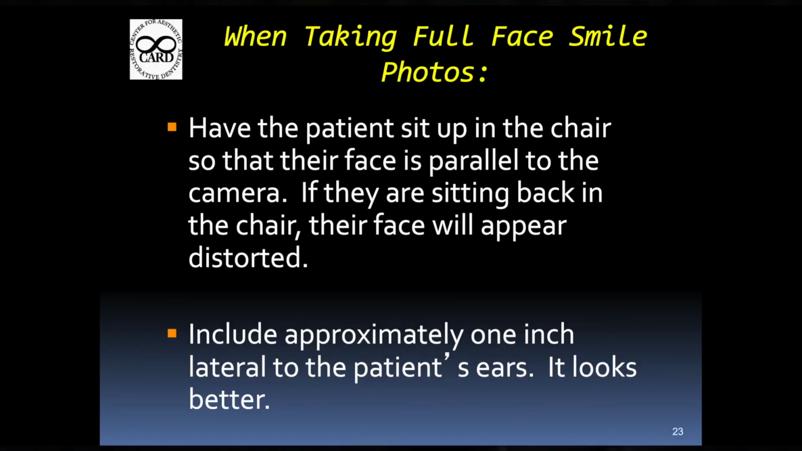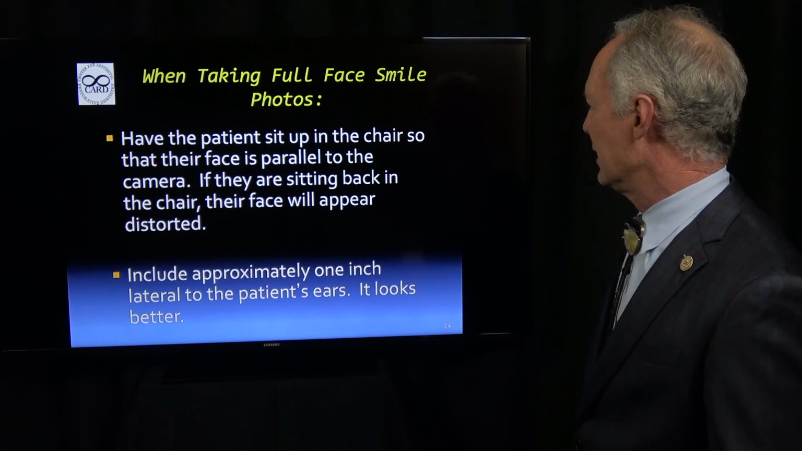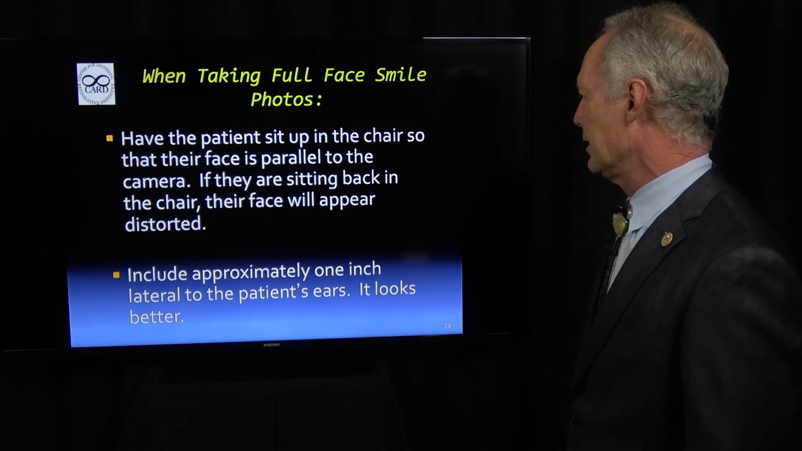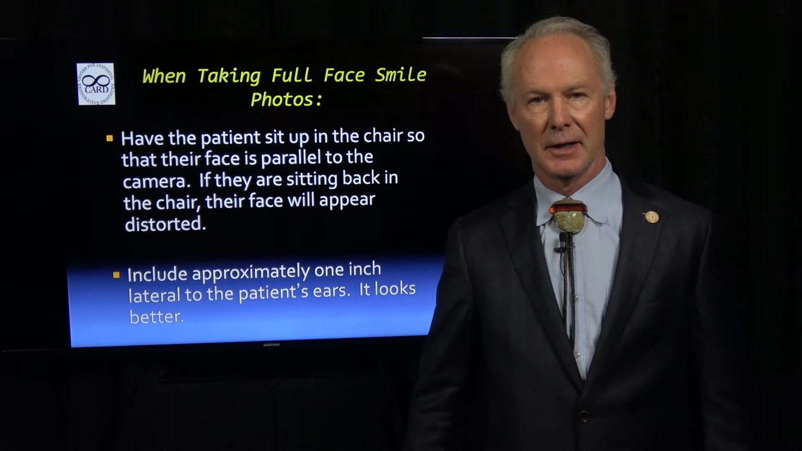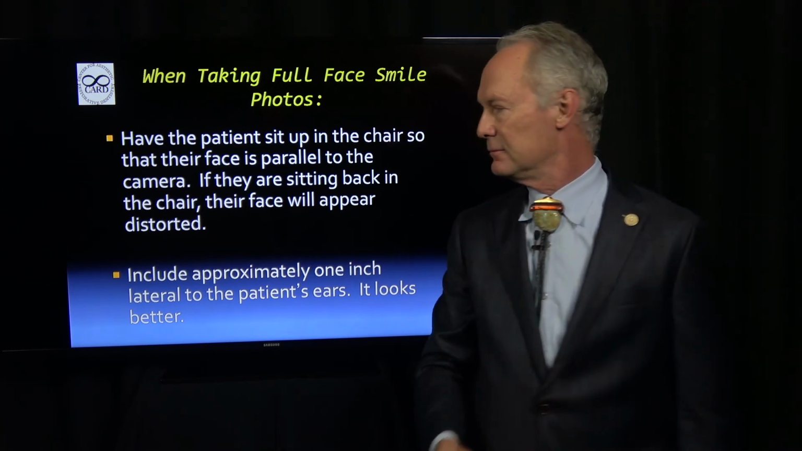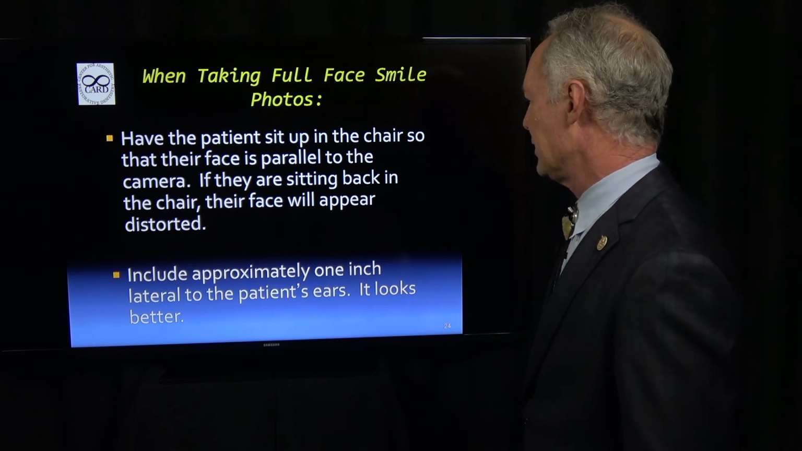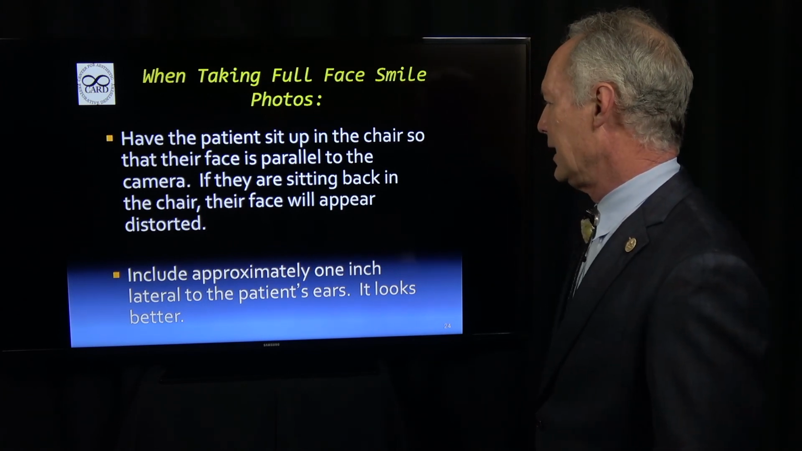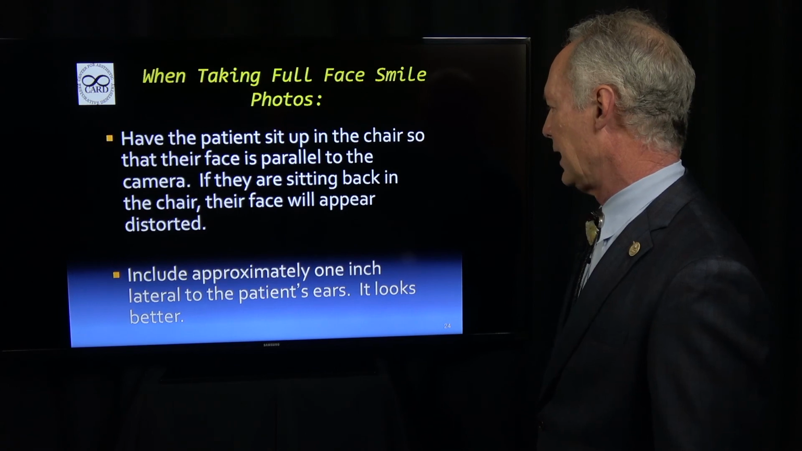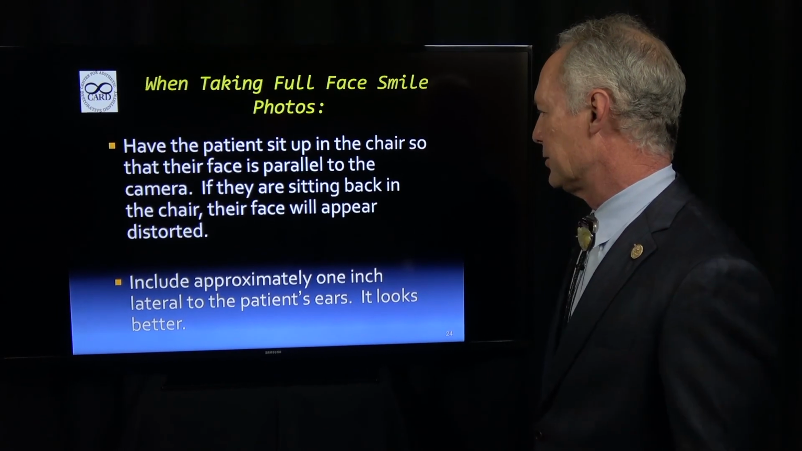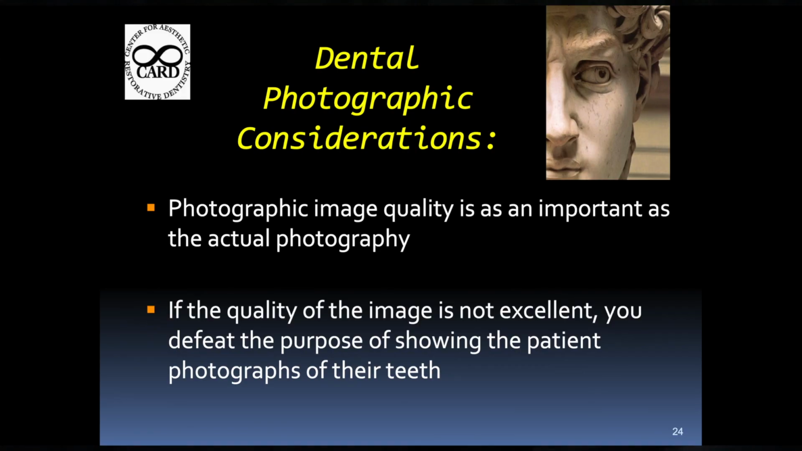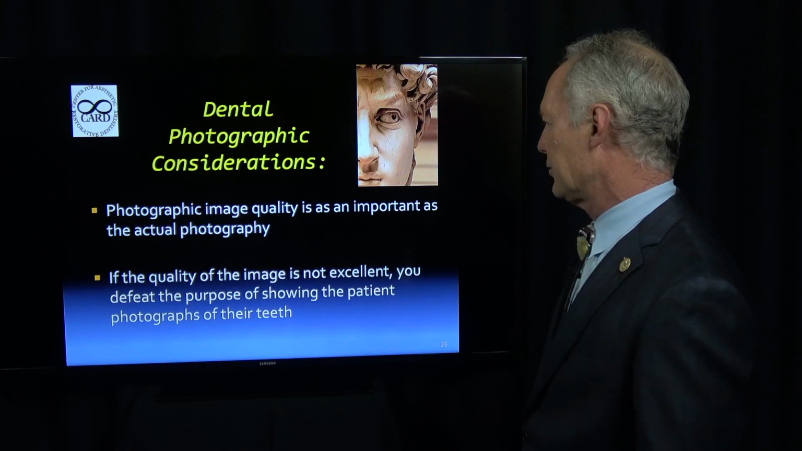When taking full face smile photos, have the patient sit up in the chair so that their face is parallel to the camera, like this. If they're sitting back in the chair, their face will appear distorted. Include approximately 1 inch lateral to the patient's ears. It looks better. The photographic image quality is as important as the actual photography.